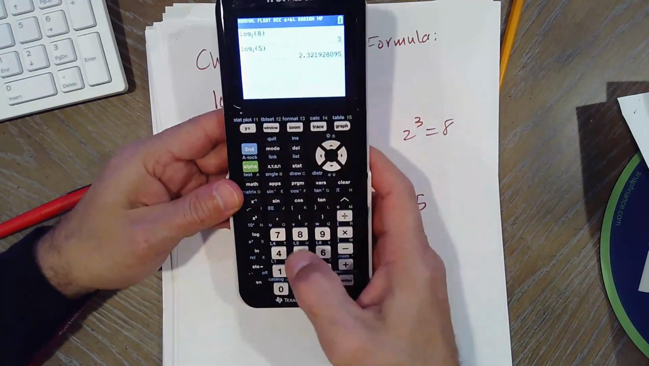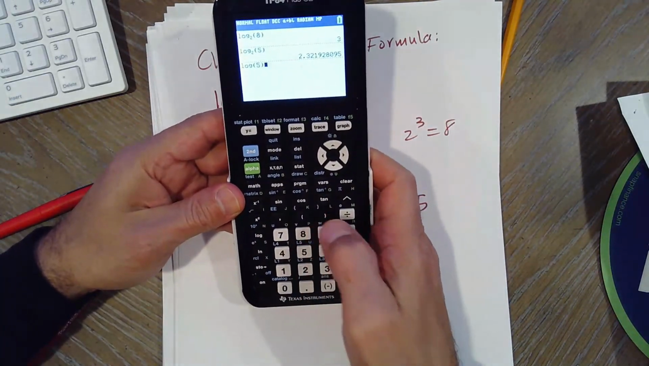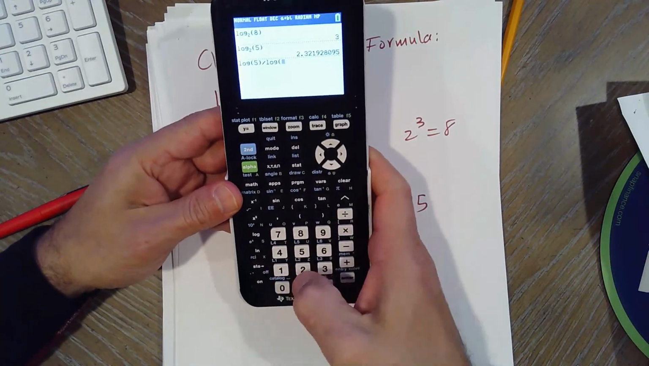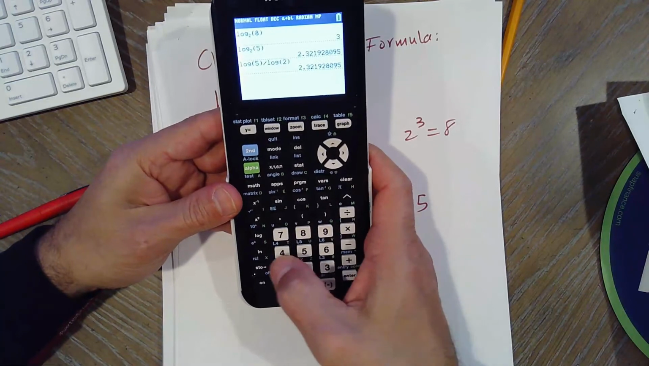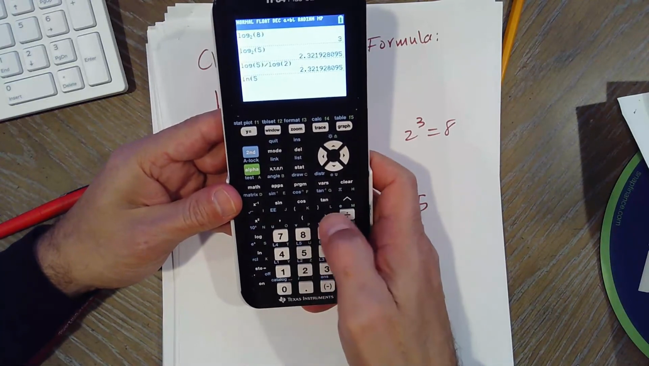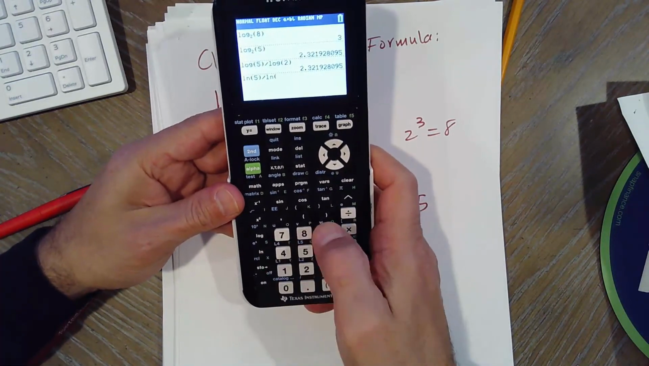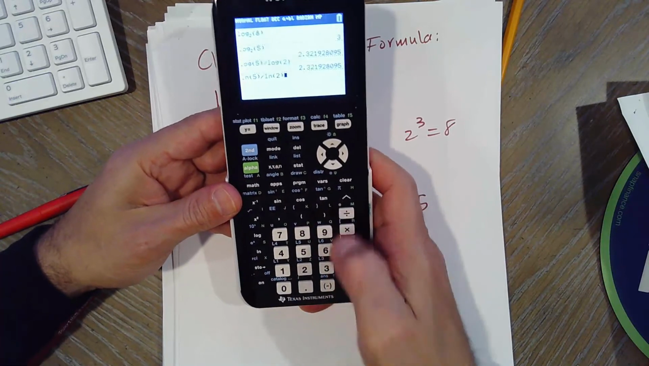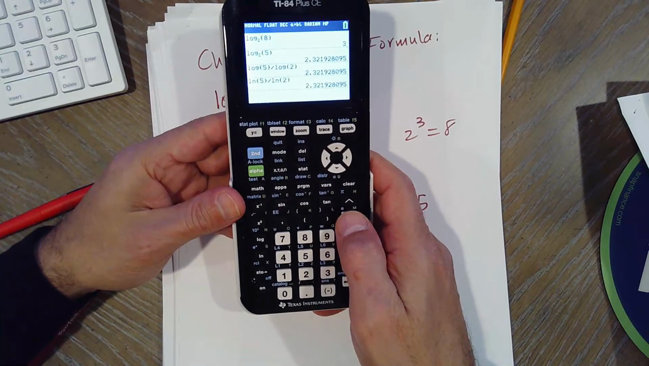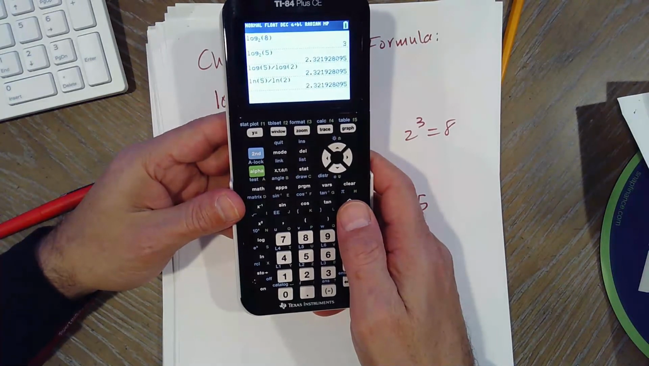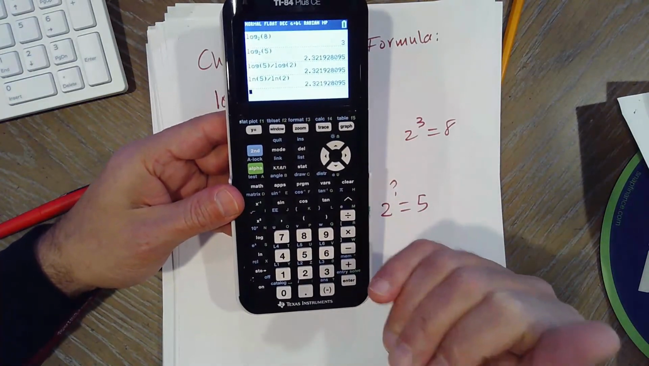You could do this as log of 5 divided by log of 2, and it's going to give you the exact same answer. Or you could do ln of 5, ln of the input, divided by ln of the base. Either will give you the same answer. That's called the change of base formula. You can change the base to base 10 or base e, and it would use the quotient, and it's going to give you the answer.